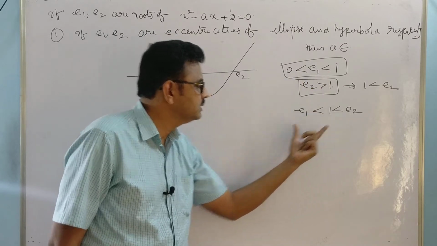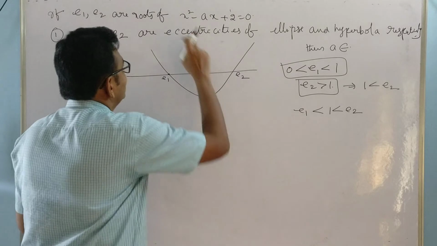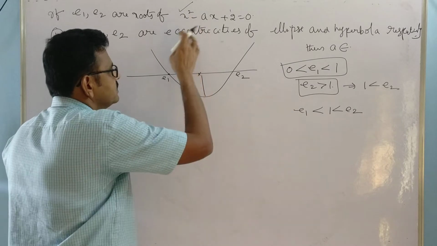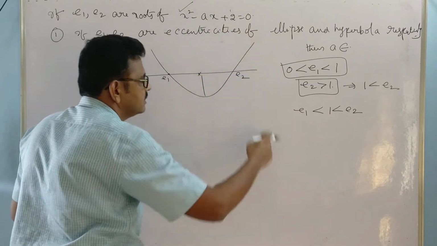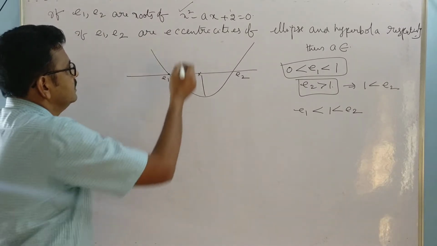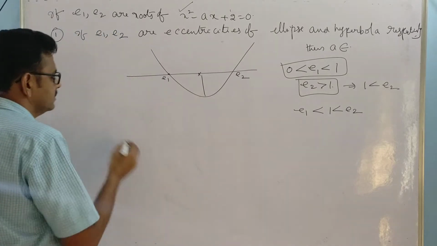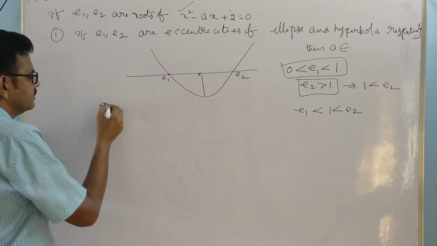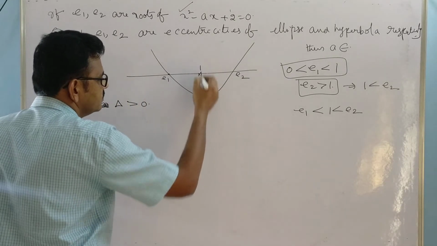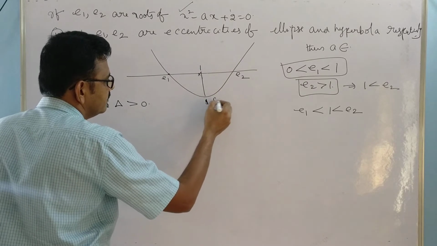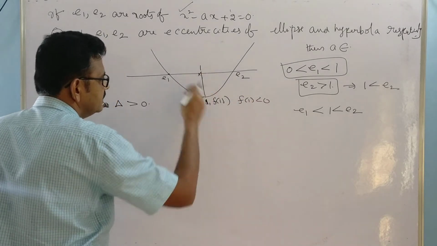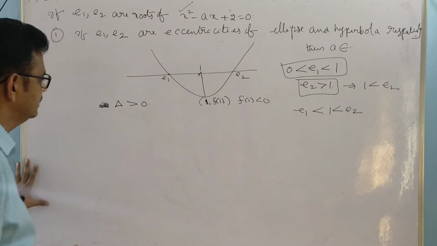But anyway, this is E1, this is E2, and every quadratic expression is a parabola. If A is positive, it is an upward parabola. If A is negative, that is called a downward parabola. Now see here, what are the conditions? Delta is greater than 0, first condition. And this is 1, so this point is 1 comma f of 1. f of 1 is less than 0, because this is below the x-axis.